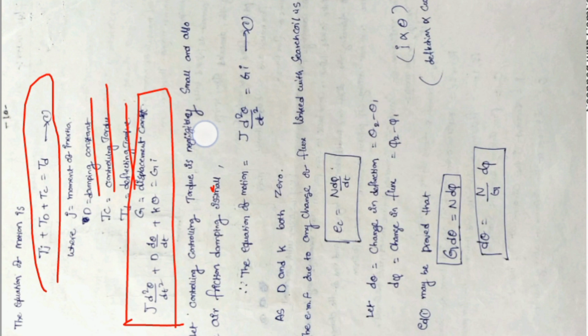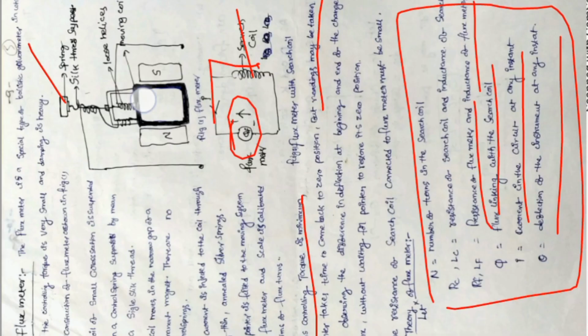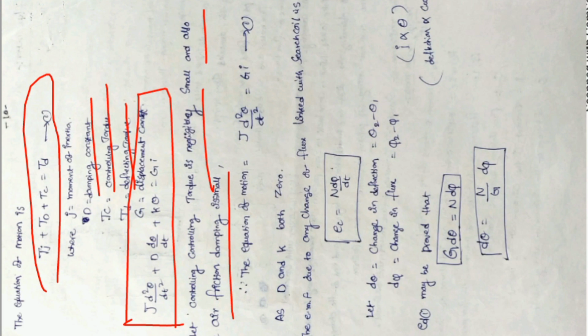Let the controlling torque be negligible and small, and the air friction damping also small. Air friction damping is employed for the flux meter because there is no core here. Whereas in the D'Arsonval galvanometer, the ballistic galvanometer and the PMMC instrument, there is a core. Due to that core, electromagnetic damping, that is eddy current damping, is possible.